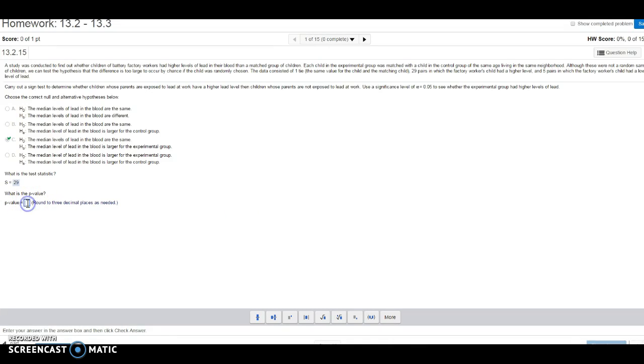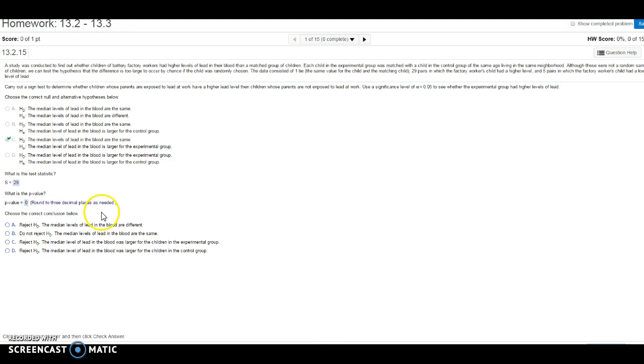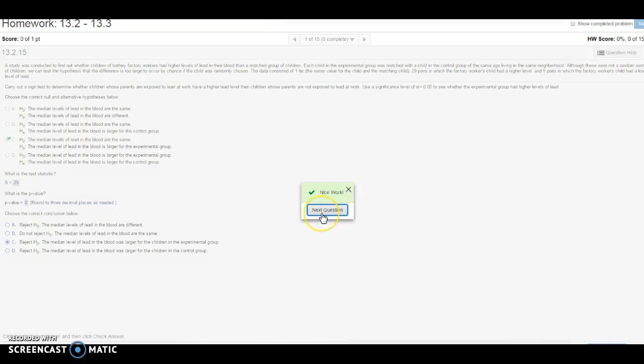The p-value we found was 0. And so it's so small we're going to reject the null hypothesis. We're going to reject that the median levels in the blood are the same. There is some evidence that it's larger in the experimental group. And that gives me the answer.